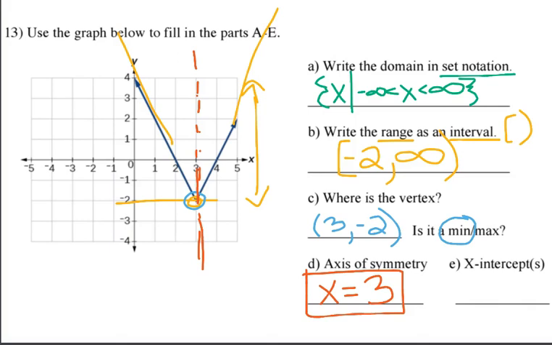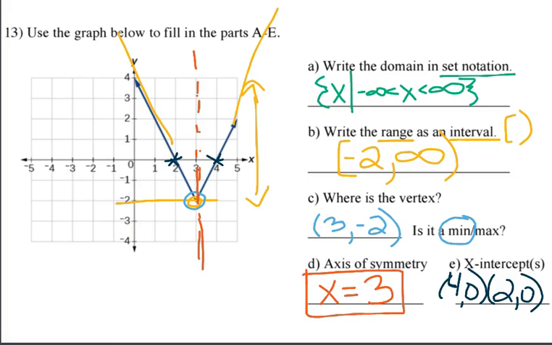X-intercepts. Well, where does it intercept the x-axis? It intercepts the x-axis here at 4, and it intercepts it at 2. I'm going to write it as an ordered pair. So 4, 0 is one x-intercept, and 2, 0 is the other x-intercept. So that is the features of absolute value functions.